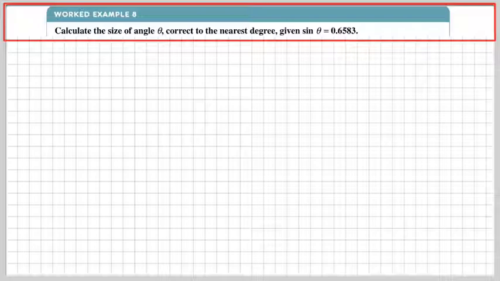So calculate the size of angle theta, that's a little Greek theta, T-H-E-T-A, correct to the nearest degree, given that sine of theta is this. Well, this is like a backwards step. We know that sine theta is 0.6583. We've got to work out what theta is.